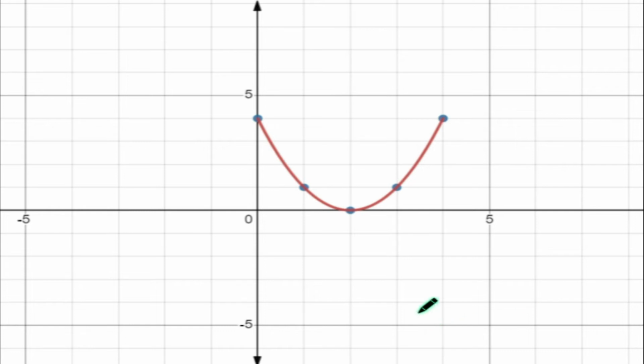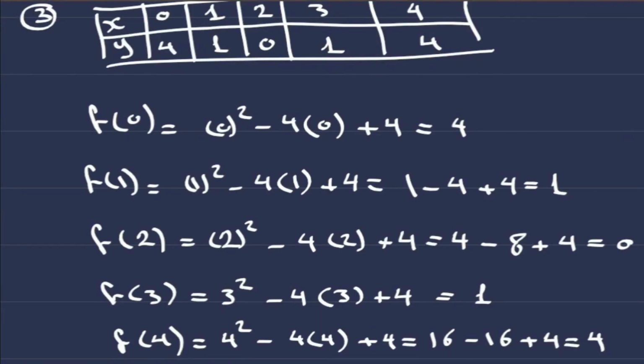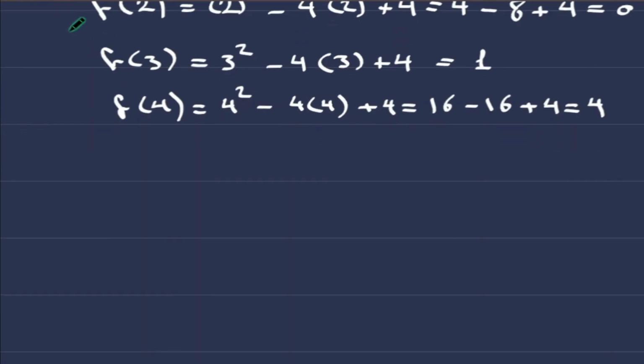Now the question is, where does the curve intersect or touch the x-axis? Of course, it's intersecting the x-axis at one point, which is 2 and 0, but we are just focusing on the x values. So x is equal to 2 is the solution of the equation. So the solution set is equal to 2.